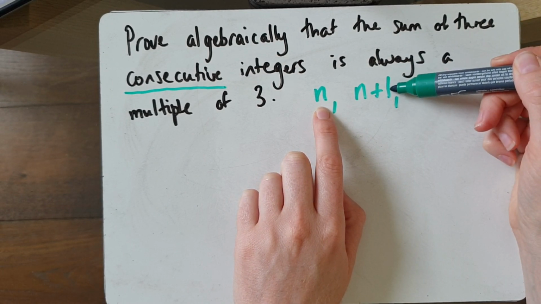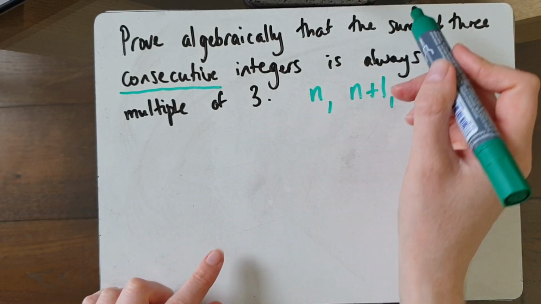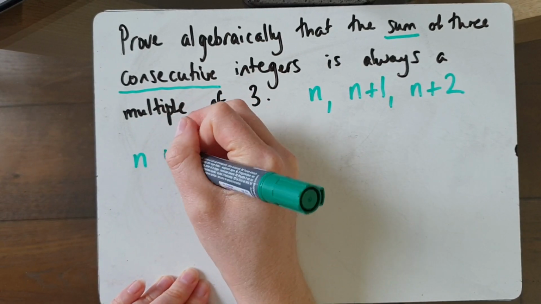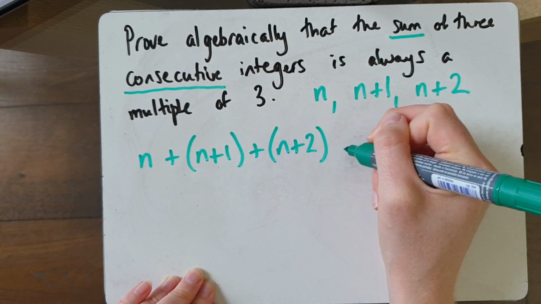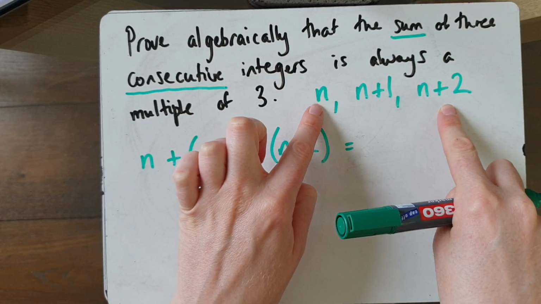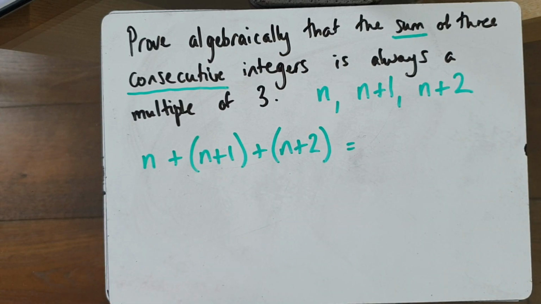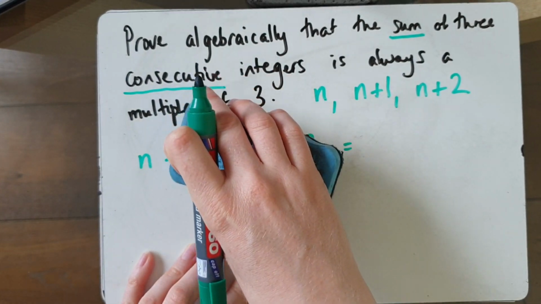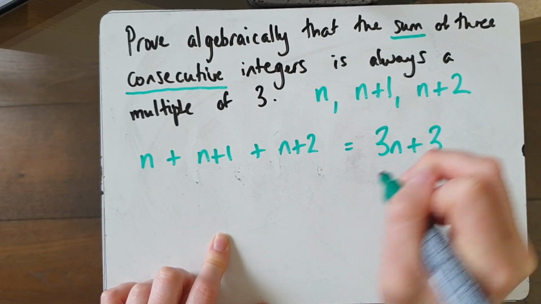This is the next one, consecutive. This is the next one, consecutive. And I need to show that it's a multiple of 3. We are doing the sum, so I'm going to add them together: n plus (n plus 1) plus (n plus 2). I've put the brackets round to show that they are individual numbers. So that's one number, that's the next number, that's the next number. But I actually don't need the brackets. So my next step would be to just take the brackets out, and then I can add them all together and I will get 3n plus 3.